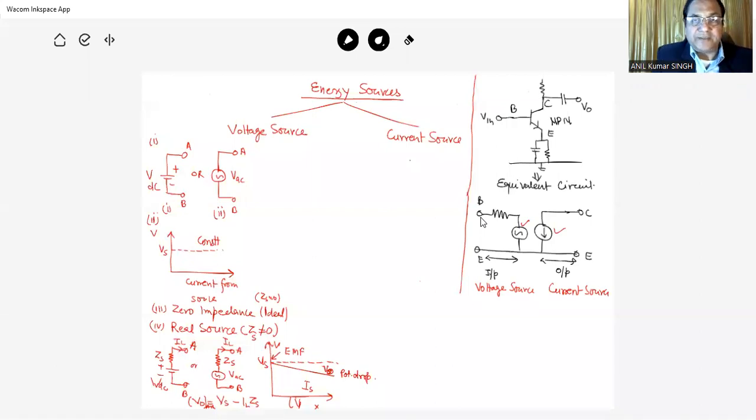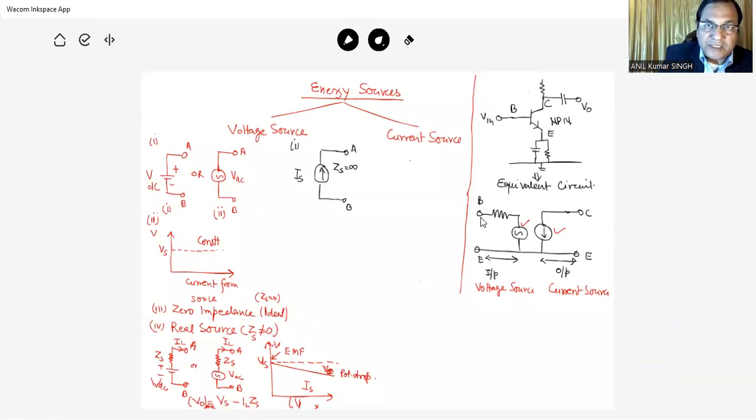So this discussion is for the voltage source. Now in case of current, the current source is symbolically represented as something like this. This is IS, and the impedance ZS is infinity. This is terminal A and this is terminal B. So this one is the ideal condition first.